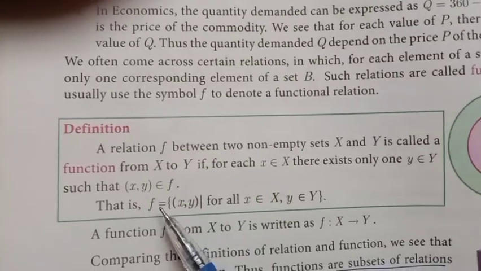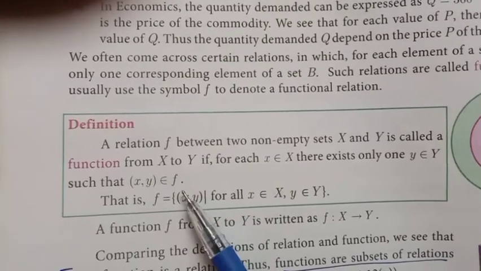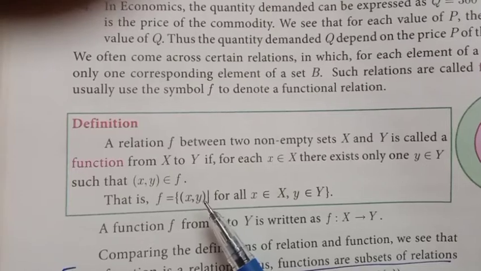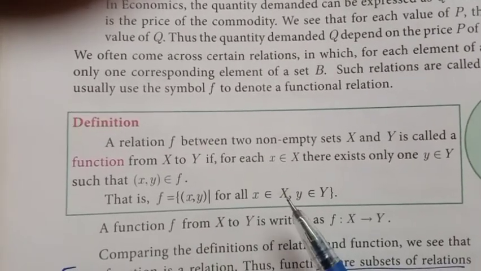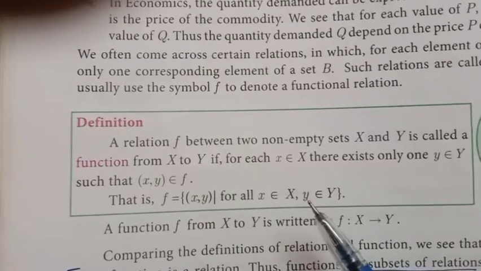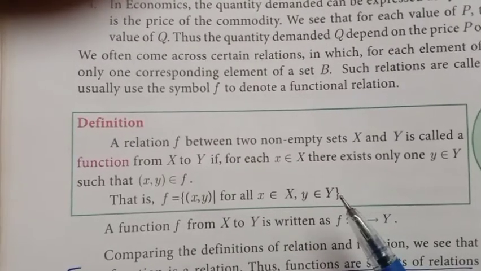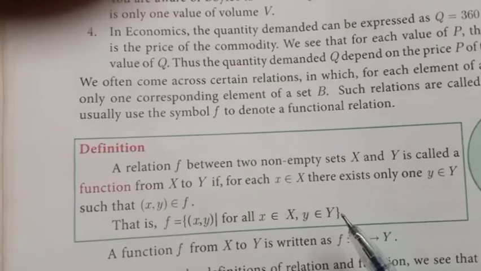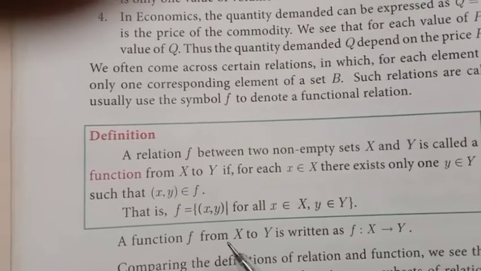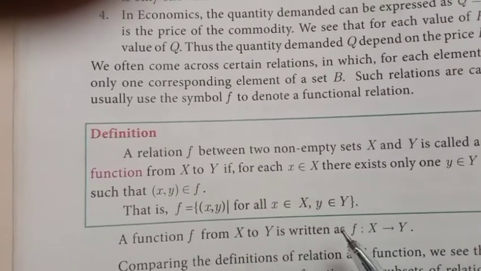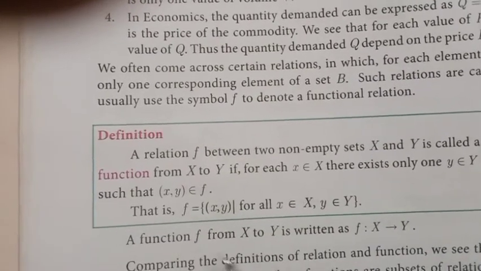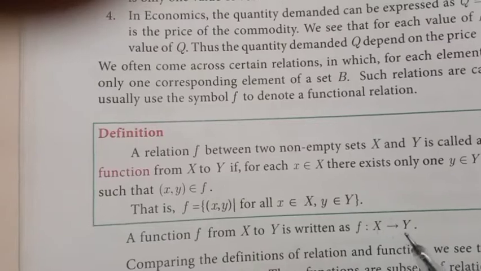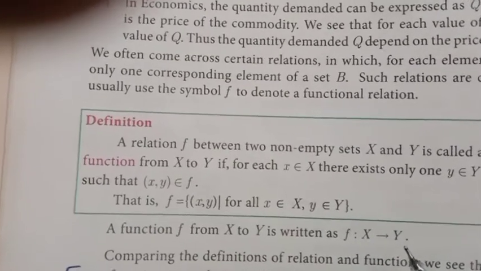That is, the function f is equal to the set of all ordered pairs (x, y) such that for all x belonging to set X and y belonging to set Y. A function f from X to Y is written as f: X → Y. The wordings are rewritten in this form.